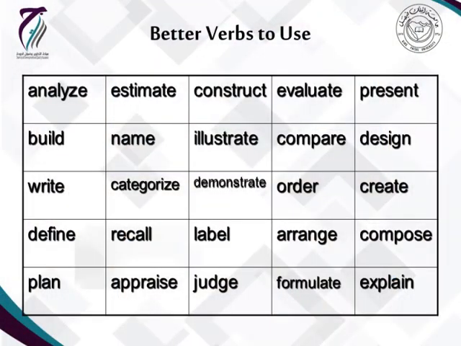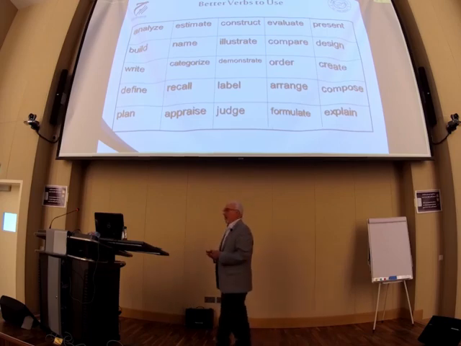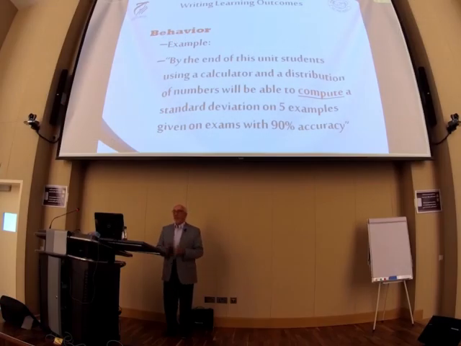Here's some better verbs to use. Illustrate, compare, order, create, define, build, estimate. All of these are a little bit more measurable than words like understand or know. They describe a more discrete, specific behavior. So here's an example. By the end of this unit, students using a calculator and distribution of numbers will be able to compute a standard deviation on 5 examples given on exams with 90% accuracy. So compute.